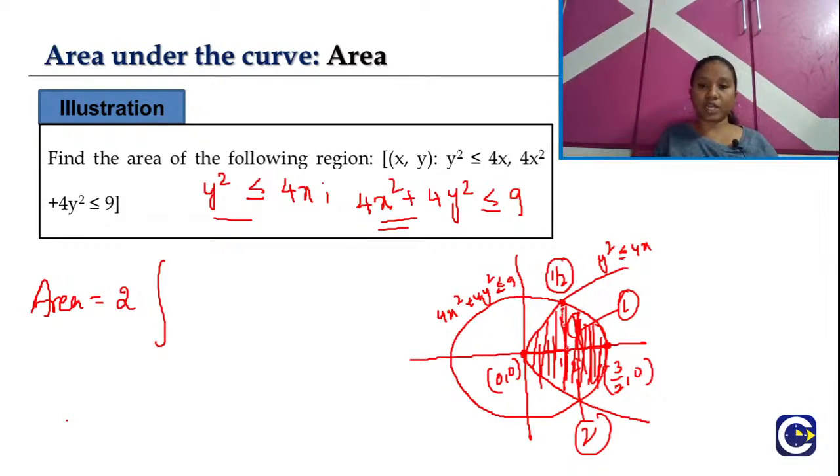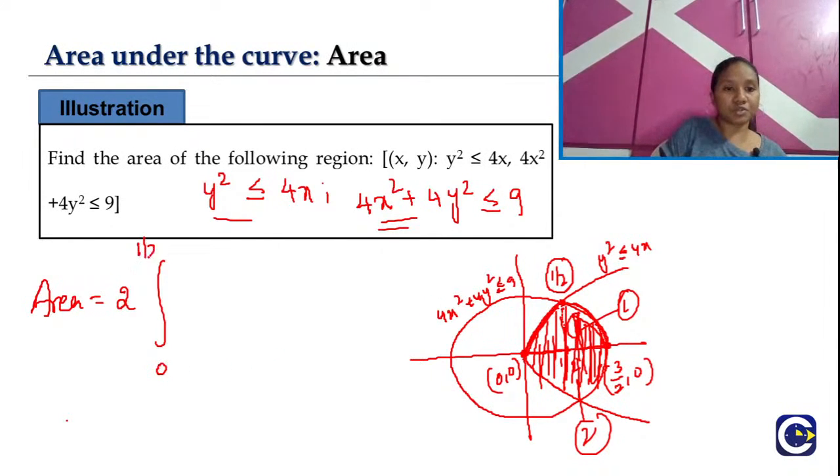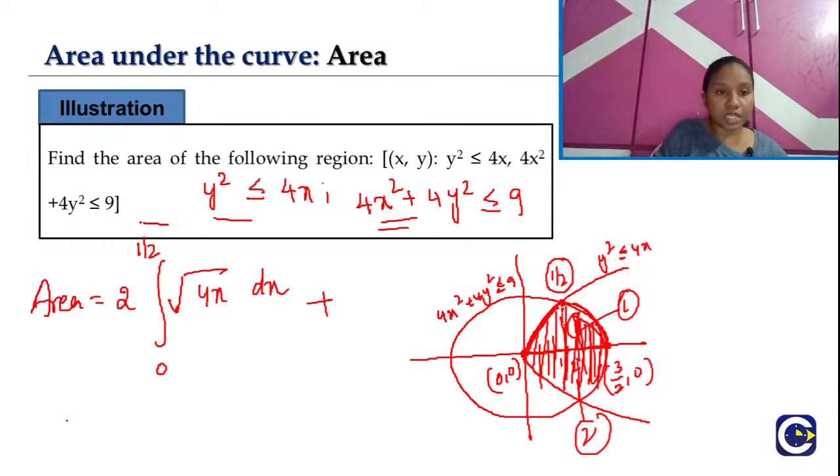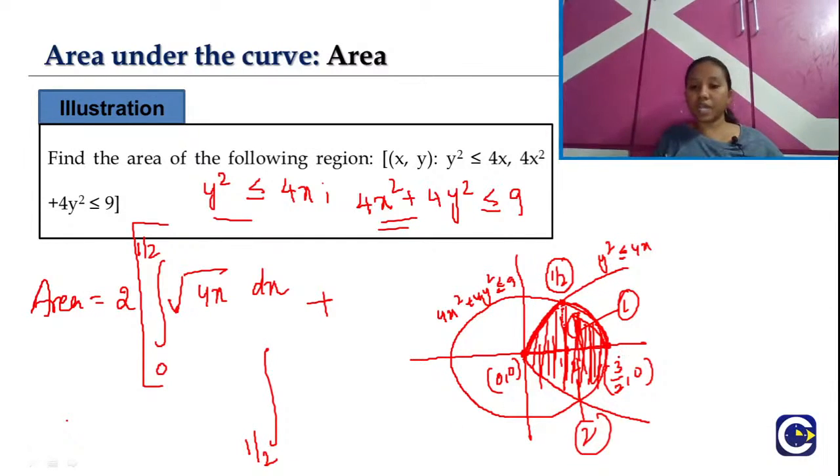Here this curve is my parabola curve, whereas this curve is my circle curve. So I am going to cut it here. From 0 to 1 by 2, I am going to have my parabola curve. What is my parabola curve in terms of x? y square equal to 4x, that can be written as root over 4x dx. Plus, this will be the entire 2 times, so plus integration again from 1 by 2 until this point where my x coordinate is 3 by 2.